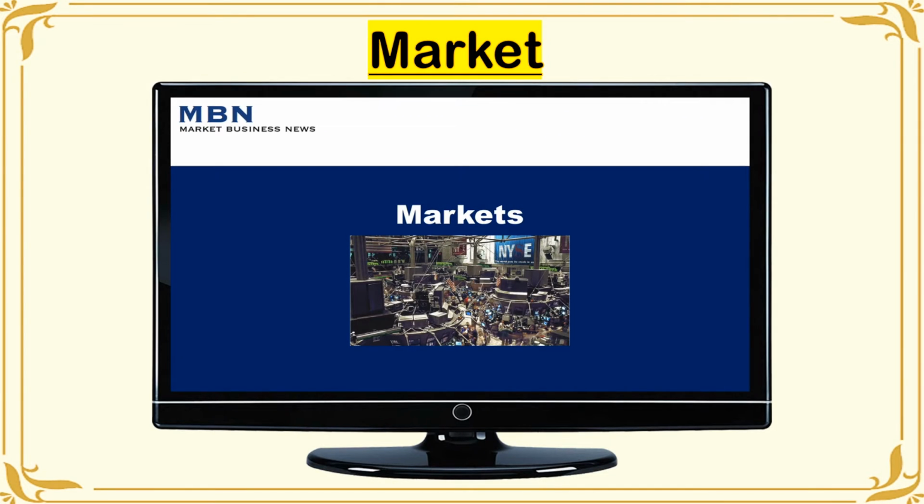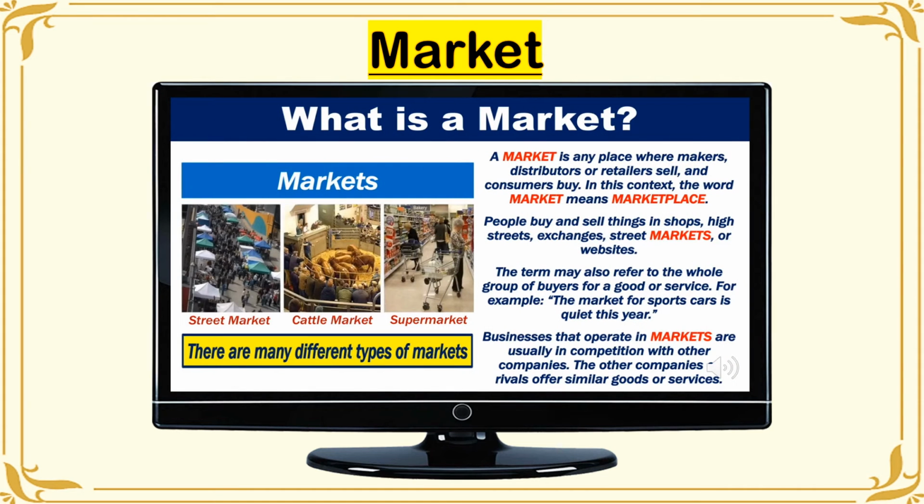What is a market? A market is any place where makers, distributors, or retailers sell and consumers buy. In this context, the word market means marketplace. People buy and sell things in shops, high streets, exchanges, street markets, or websites. The term may also refer to the whole group of buyers for a good or service. For example, the market for sports cars is quiet this year. Businesses that operate in markets are usually in competition with other companies. The other companies or rivals offer similar goods or services.